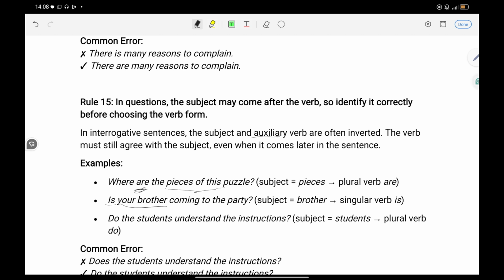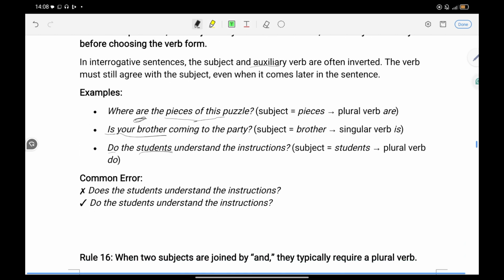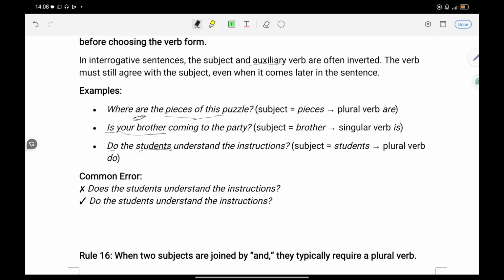Look at the next one. Do the students understand the instructions? It is students and "do". If it was one student, it would have been "does the student understand the instructions?" Right? Look at it here. "Does the students?" This is wrong because it is plural, so it cannot be "does". It is "do the students understand the instructions?" It can only be "does" when the subject is singular, right?